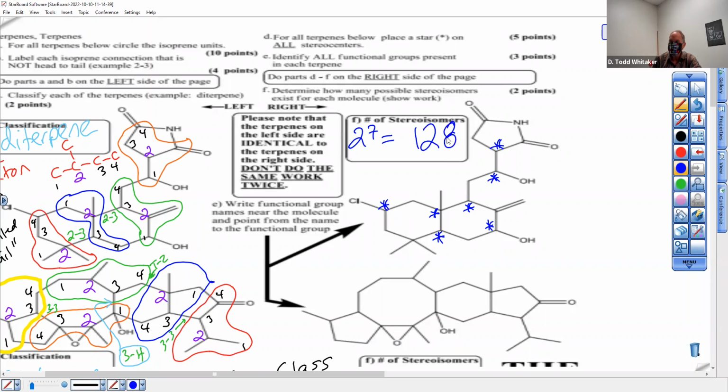Why did I do that? Oh, each stereo center has a possibility of R or S. That's where the 2 comes from. 2 raised to the power of that many possibilities gives you how many possible isomers there are. There are 128 combinations of RSR that gets to 7. There are 128 ways of doing that.